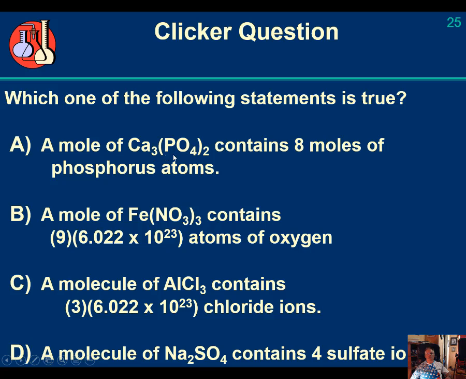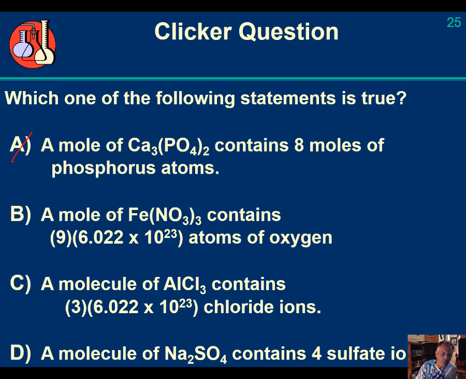A mole of calcium phosphate contains 8 moles of phosphorus. Well, 1 mole of calcium phosphate contains 2 times 1, or 2 moles of phosphorus. So this is going to be a false statement.